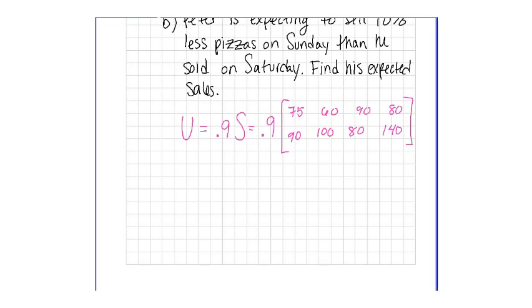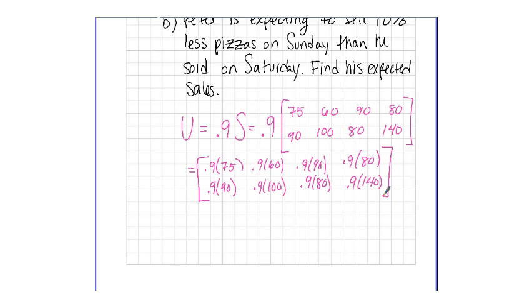Okay, so now all you do is, it's just like in algebra, if you have a number outside of parentheses, you distribute it to everything inside the parentheses. When you have a number outside of a matrix, you distribute it to every single entry inside the matrix. So we're just going to do 0.9 times all of our entries, and I'll write out that multiplication, at least for the first part. So we have 0.9 times 75, 0.9 times 60, 0.9 times 90, 0.9 times 80, 0.9 times 90, 0.9 times 100, 0.9 times 80, and 0.9 or 90% of 140.